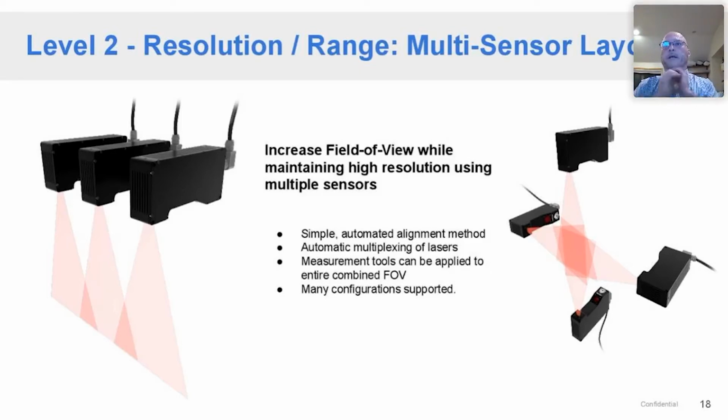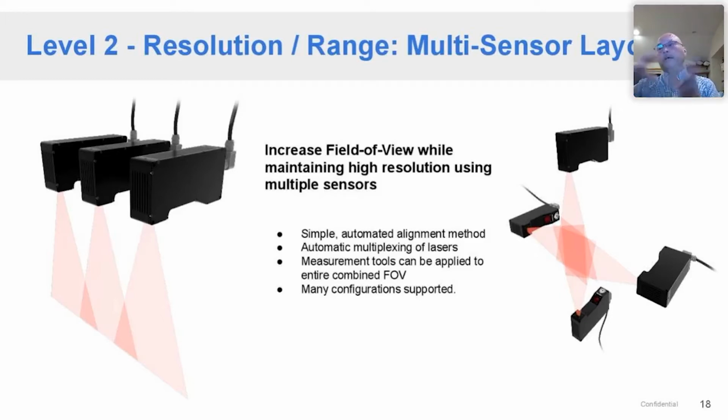It does the multiplexing of the lasers, so there's no interference. It automatically aligns the coordinate systems from the multiple sensors so that when you apply measurement tools, you can apply it to the entire line of data. And as you can see in this graphic, they can be arranged along a line.